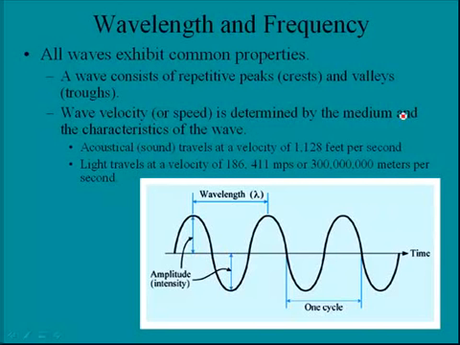Wave velocity. Now, we're going to look at acoustical sound and light. Acoustical sound travels at a velocity of 1,128 feet per second. We refer to that as the speed of sound. Light waves travel at 186,411 miles per second, or 300 million meters per second. So there's quite a differentiation between the speed of sound and the speed of light.